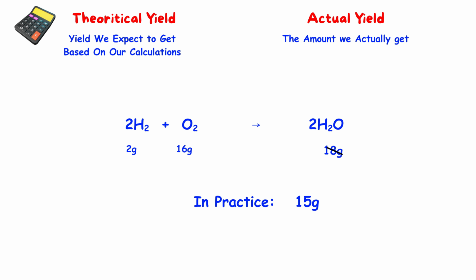However, in an actual laboratory setting or industrial process, things may not go exactly as planned, and in practice we might end up obtaining only 15 grams of water. In this case, that would be referred to as our actual yield.